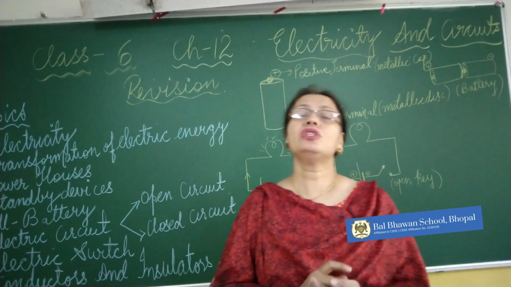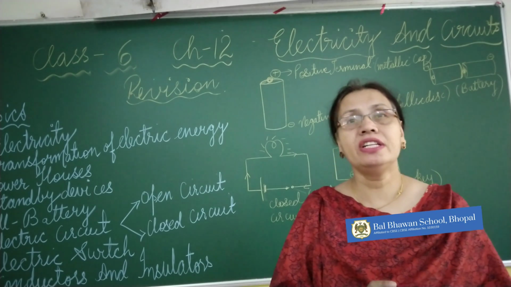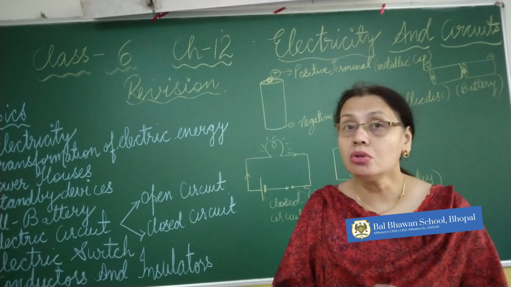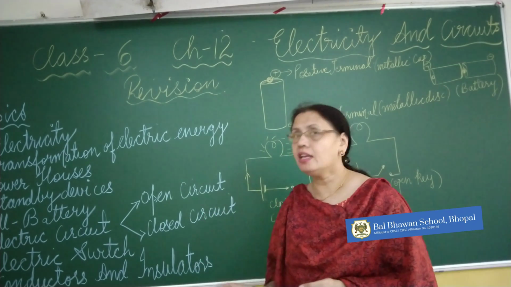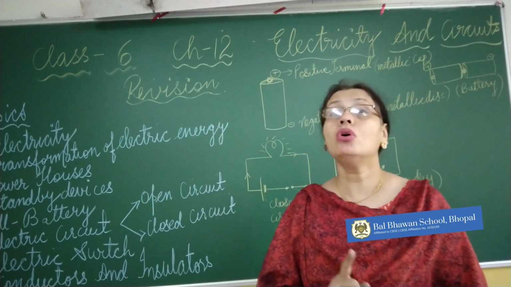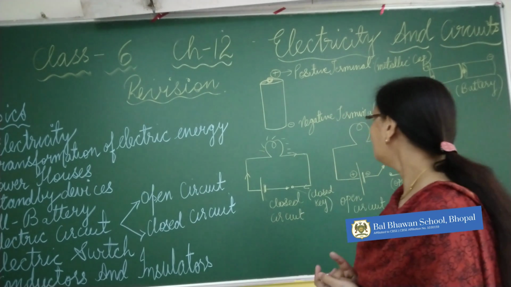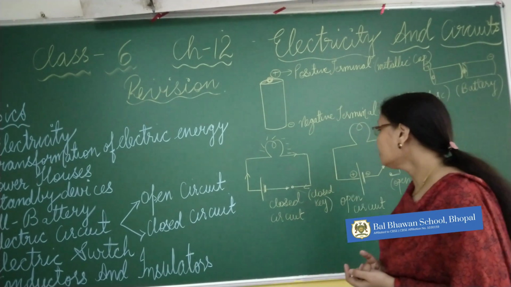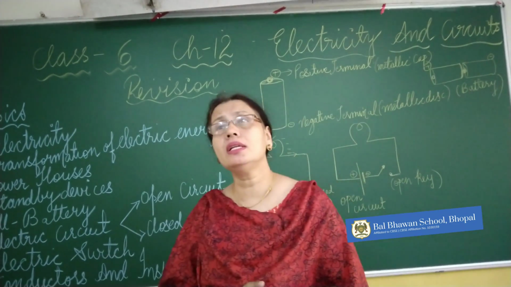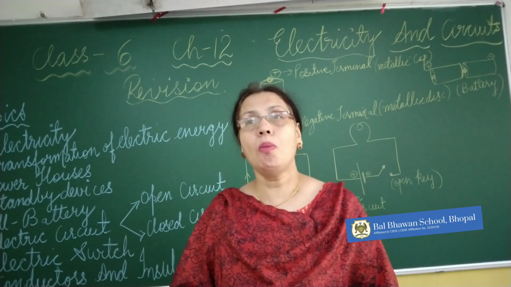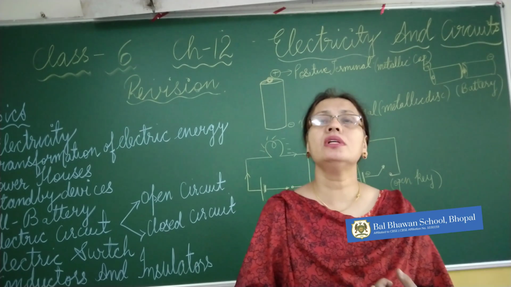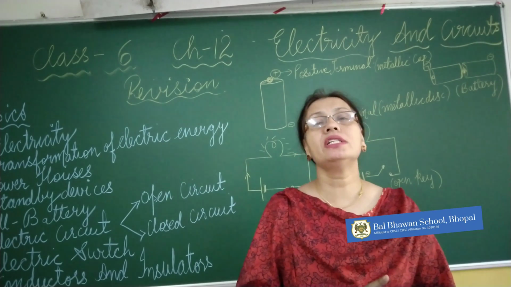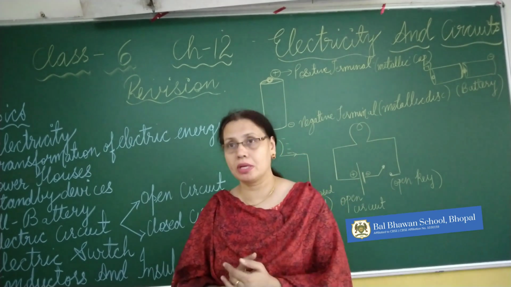So electric switch is a device which when fitted in a circuit will control the flow of current through a circuit. When the switch is in on position, the current flows through the circuit. When the switch is on, the circuit is closed and the gadget connected to such a circuit starts working.